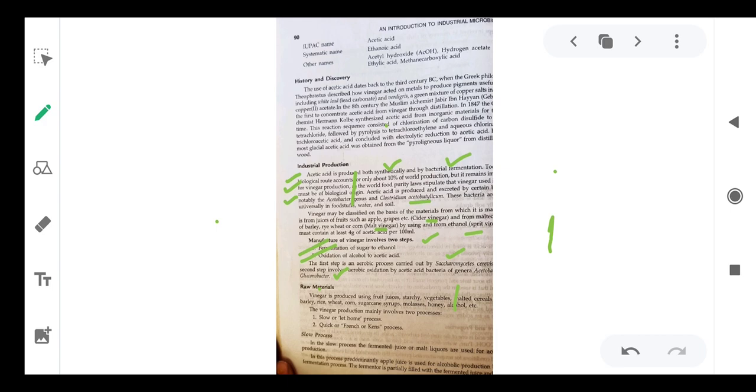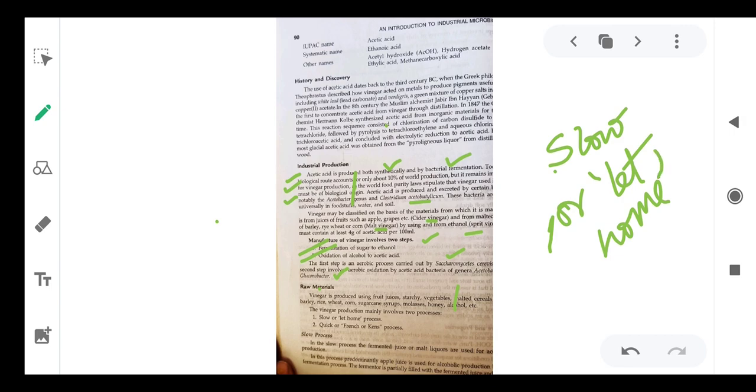The vinegar production mainly involves 2 processes. One is the slow or Orleans process, and another is the quick or French or Genders process. So we basically prepare vinegar in 2 different processes.